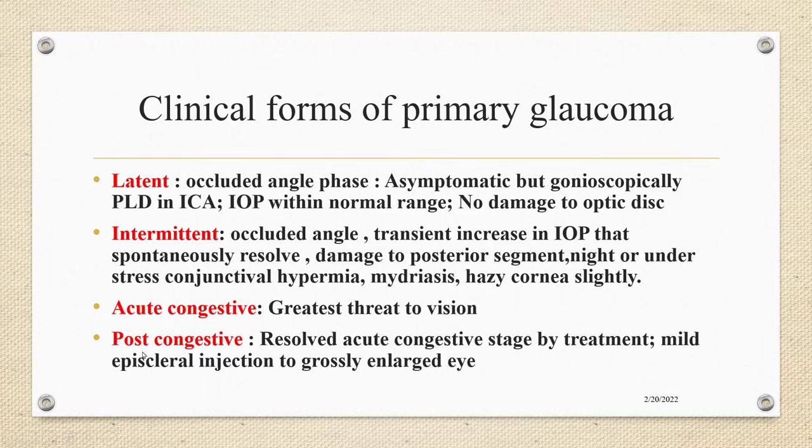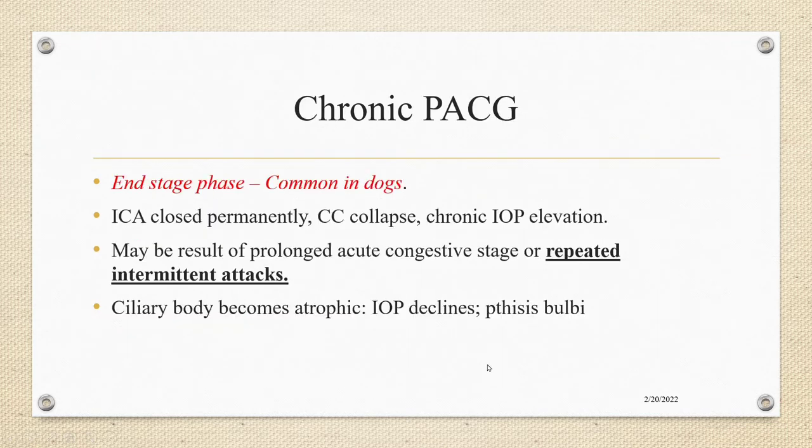So the last and final stage is the post congestive stage. If the acute congestive stage is resolved by treatment or some other means, then the post congestive stage will be there. Here we can see the mild episcleral congestion and the grossly enlarged eye, that is buphthalmos.